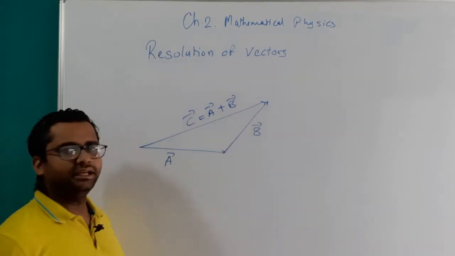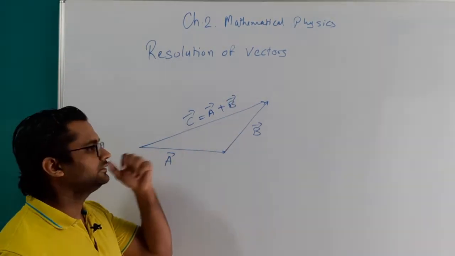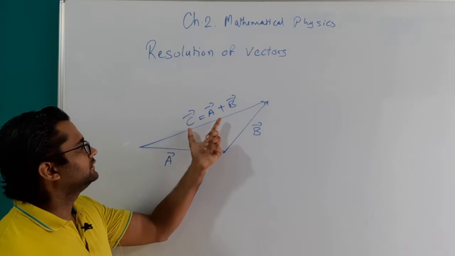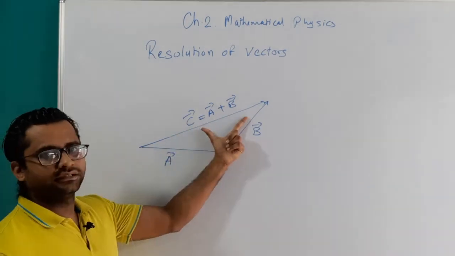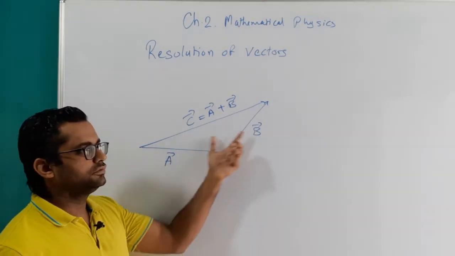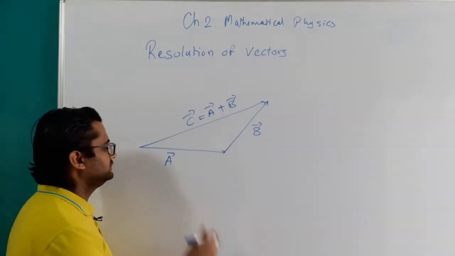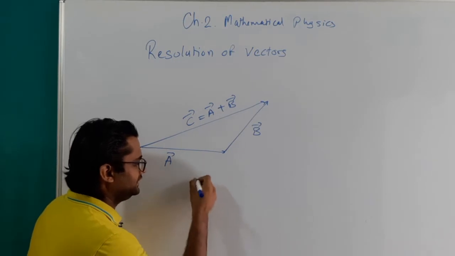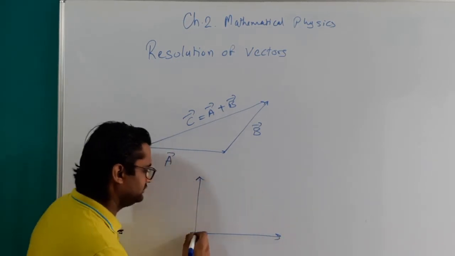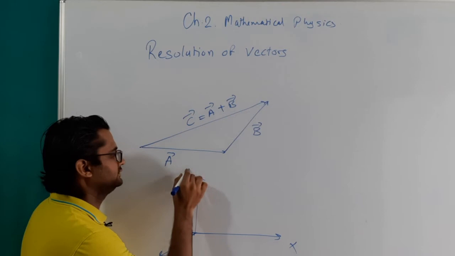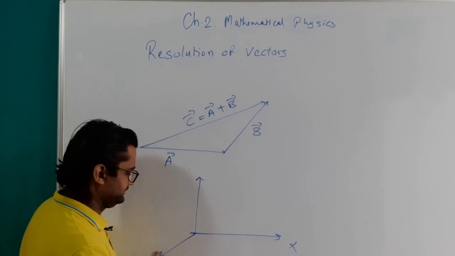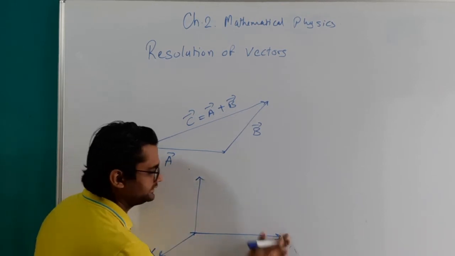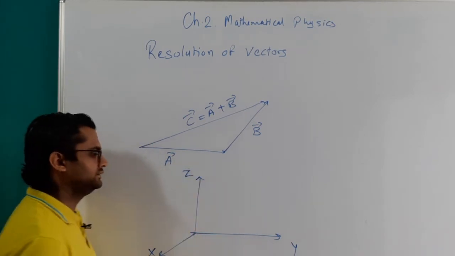So we can always represent any vector as a sum of two or more vectors. Let us consider one more example. If we have x, y, z axes, let us say this is x, this is y, and this is z axis.